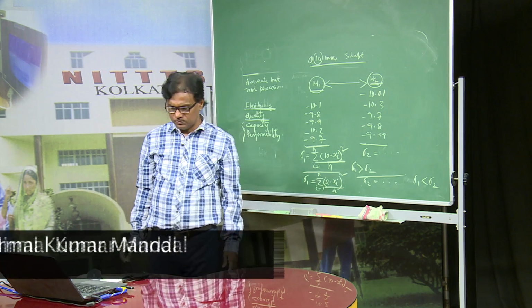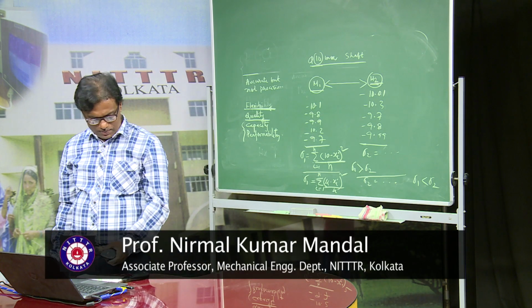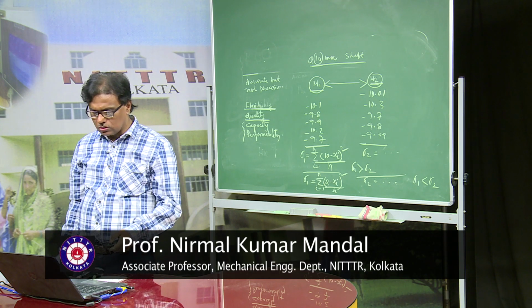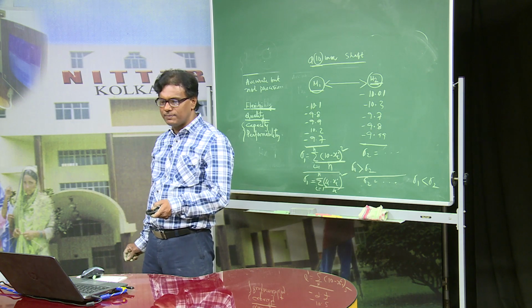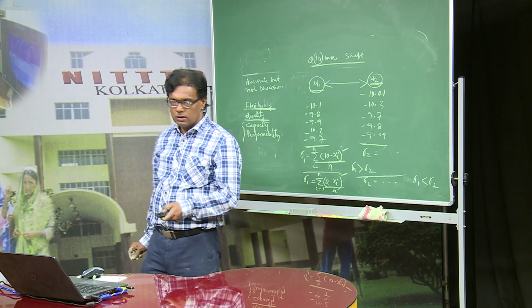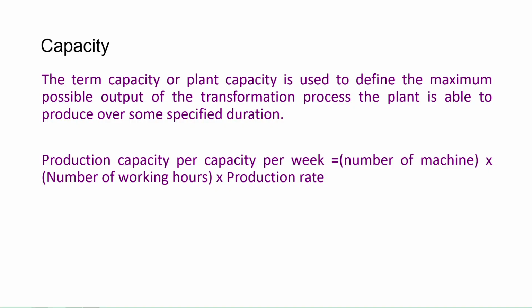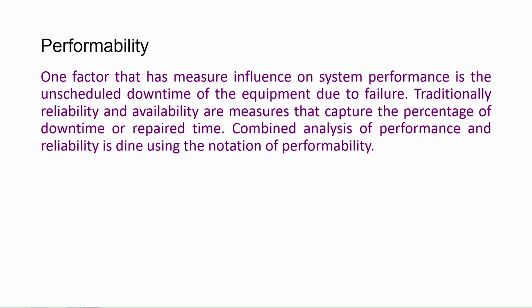These two parts of the performance indicator are fairly simple. Let us go to the very basic definition of capacity. The term capacity or plant capacity is used to define the maximum possible output of the transformation process the plant is able to produce over some specified duration. That may be production capacity per week, and the next performance measure is performability.